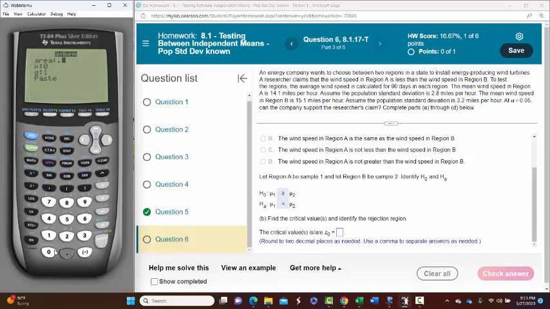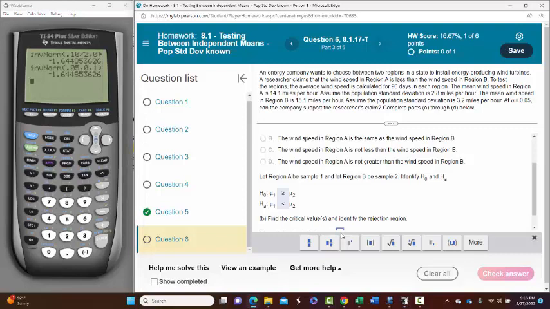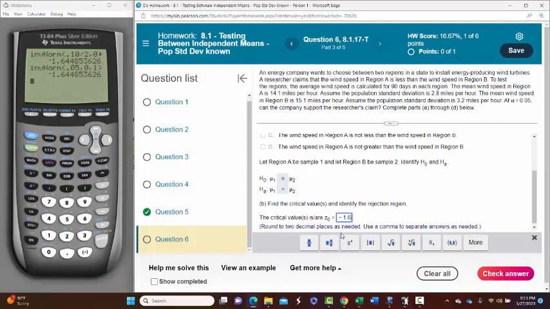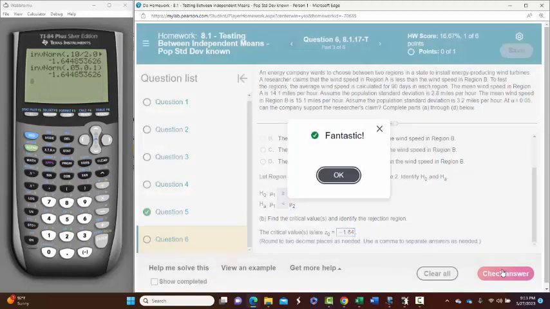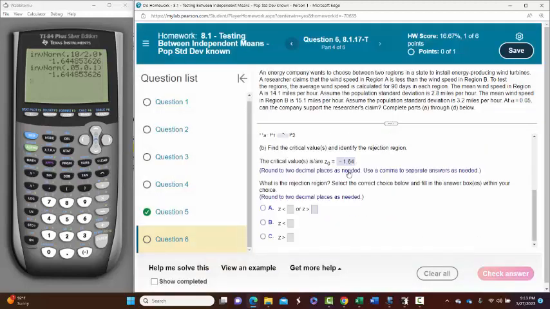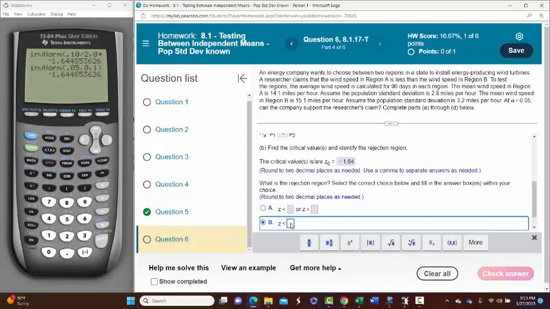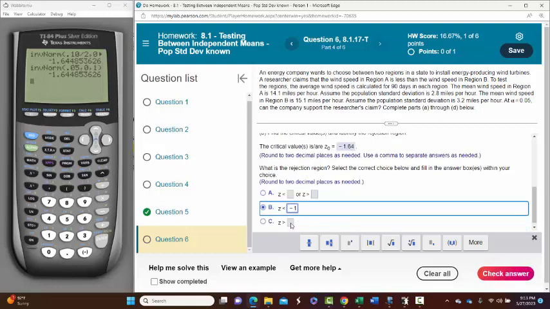No, not divided by 2. If it was a right tail test, we'd do 1 minus 0.05. Okay, yeah, 0.05 one tail is the same number as 0.10 two tailed. So it's negative 1.64, and the test statistic will need to be less than negative 1.64.